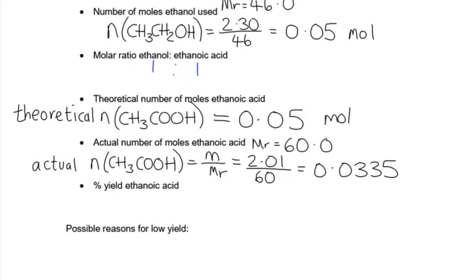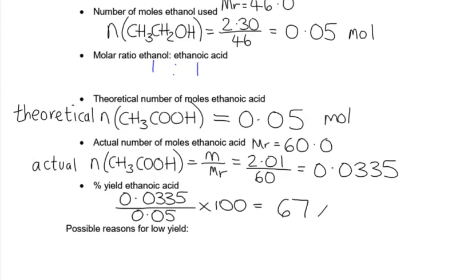So what was our percentage yield? We actually got 0.0335. We hoped, in theory, to get 0.05, and we're expressing that as a percentage. That is coming out to be about 67%.